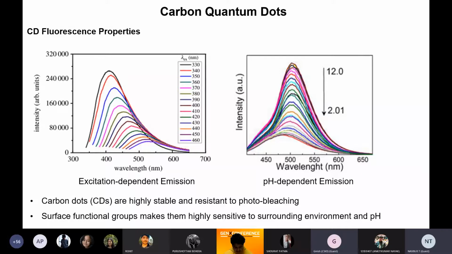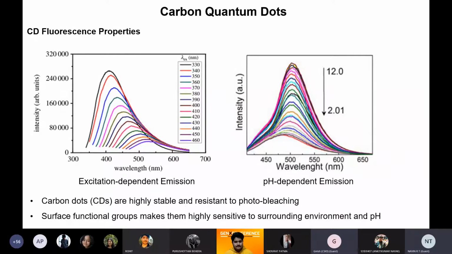The carbon dots solutions, researchers have shown, could be stable even up to more than 1 year, even when they are present in the sunlight, keeping in the ambient light. Now, why is this very important?